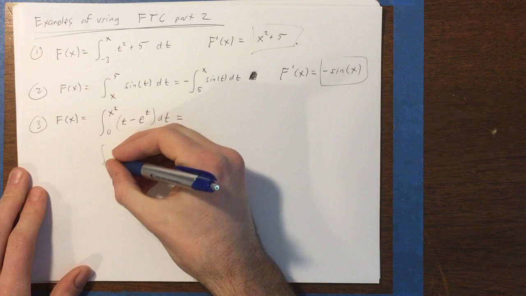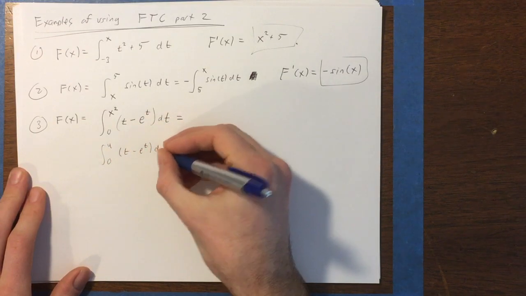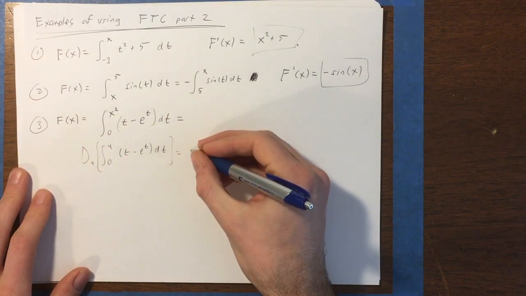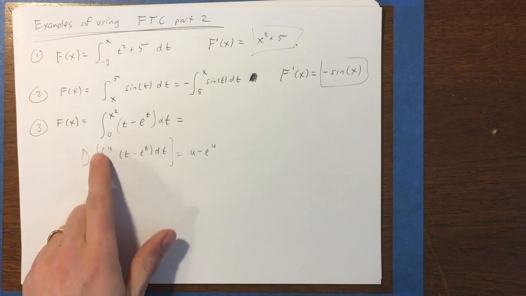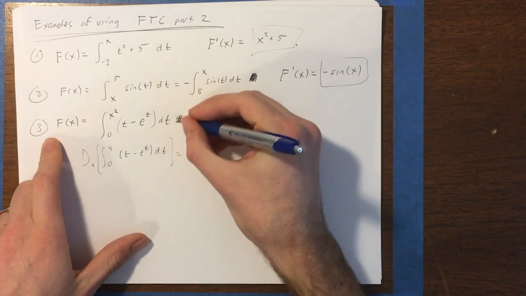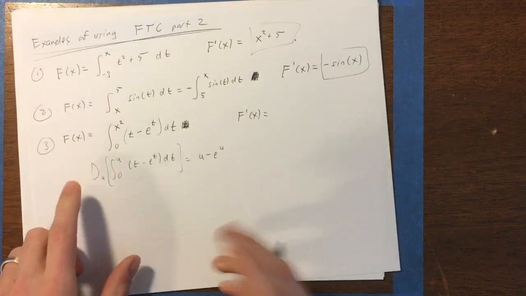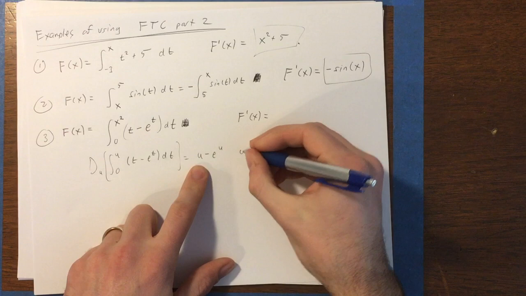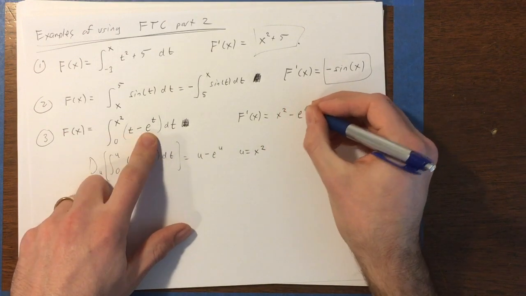You could think of this as like 0 up to u, t minus e to the t dt. And the derivative of this with respect to u is going to be u minus e to the u, which would be just the integrand function with the u plugged in. But we want the derivative with respect to x. Okay, so taking F prime here with respect to x, we can do the derivative with respect to u and get, here I'm going to use u equals x squared, x squared minus e to the power x squared.